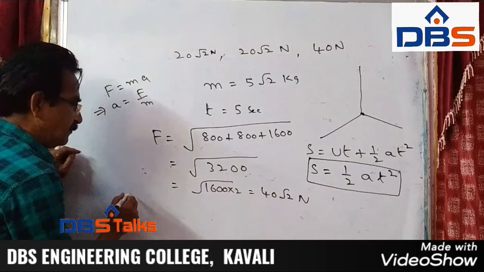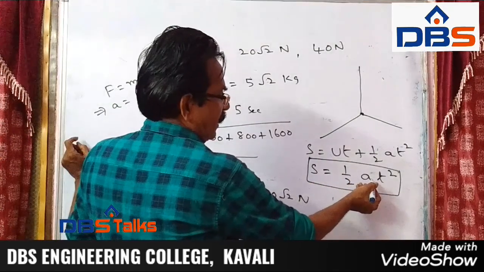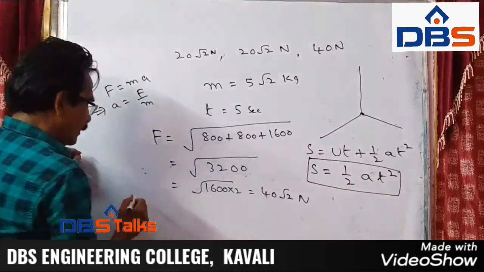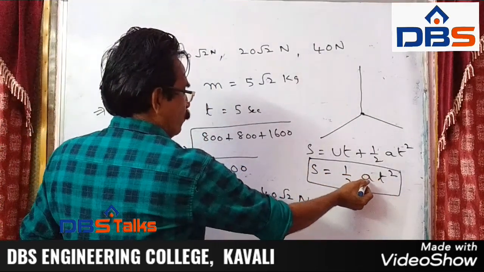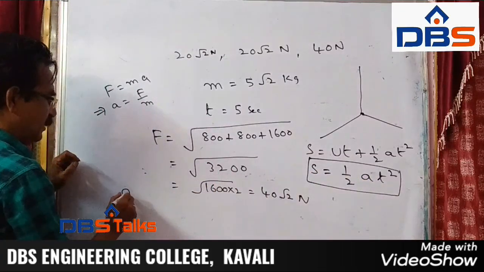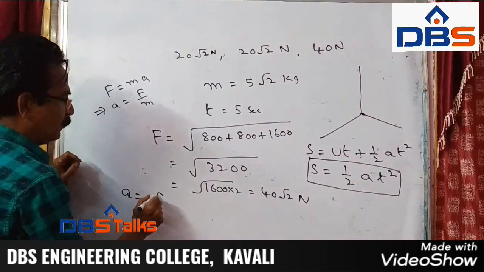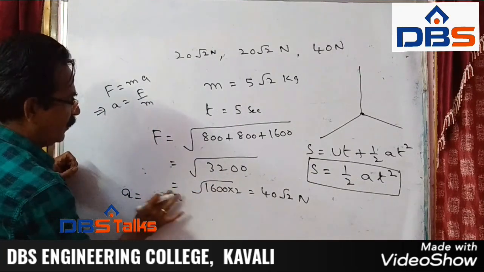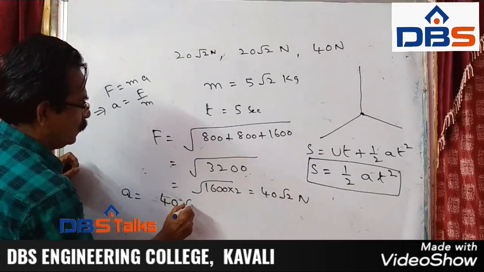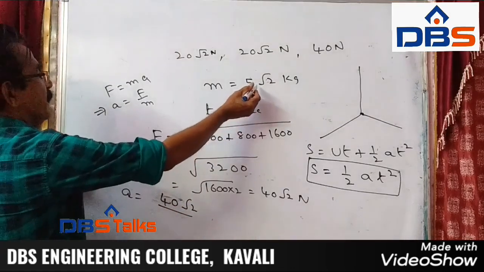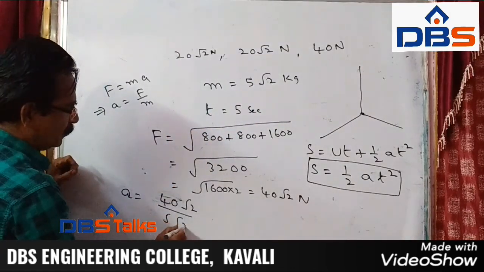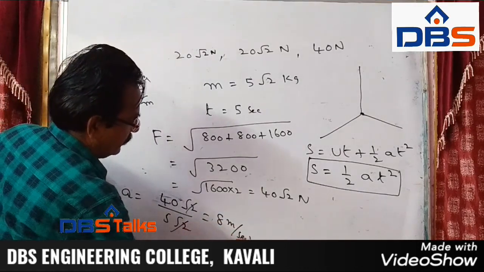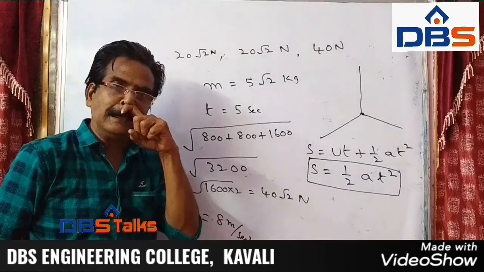Now let us find A. Our target is finding half at square. Displacement is half at square. For that T is known. Now we have to find A. A is equal to F by M. F is 40 root 2, by M is equal to 5 root 2. Root 2 cancels. 5 8s are 40. So 8 meters per second square.